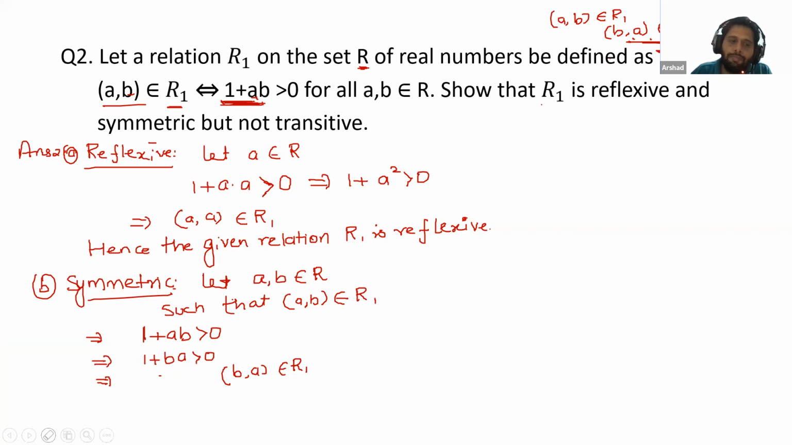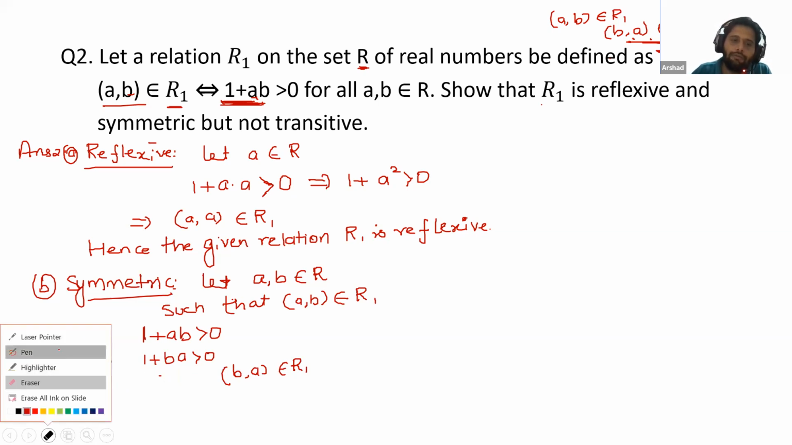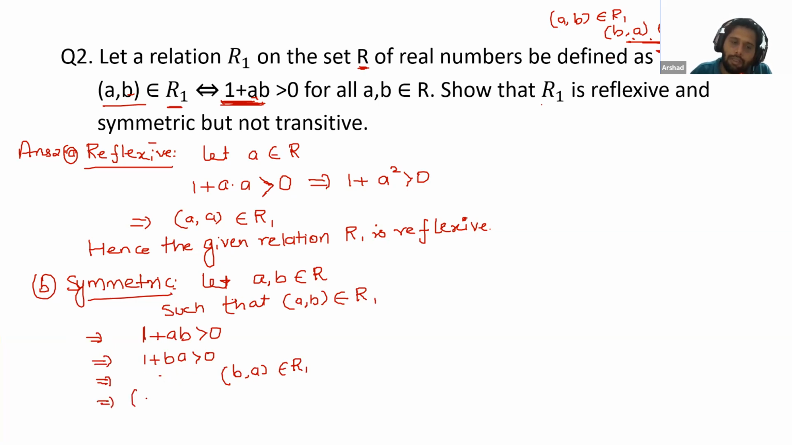Okay. So if B is there, then we can say this is symmetric. So we will again repeat the same thing. We will write in this way: A comma B belongs to R1. This implies B comma A belongs to R1. Hence, relation R1 is symmetric.